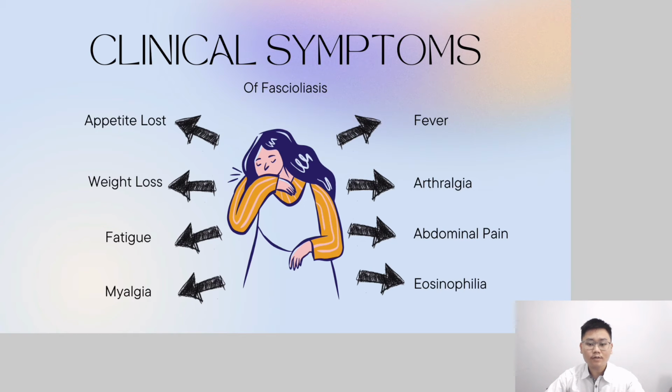If the white blood cell count is more than 30,000 per cubic millimeter, and the eosinophil count exceeds 30%, an eosinophilic leukemia reaction can occur.